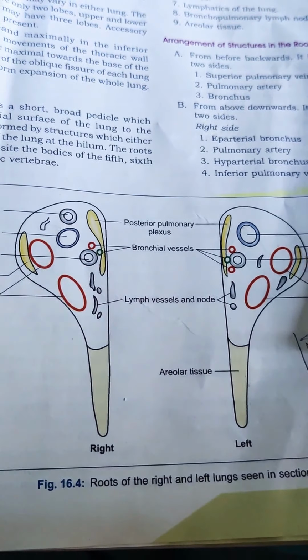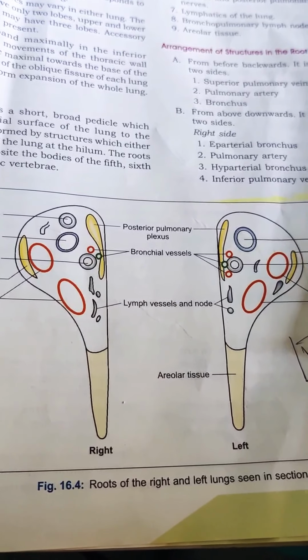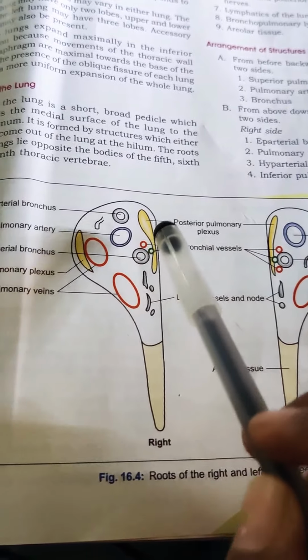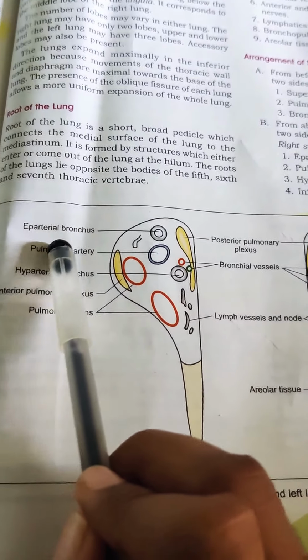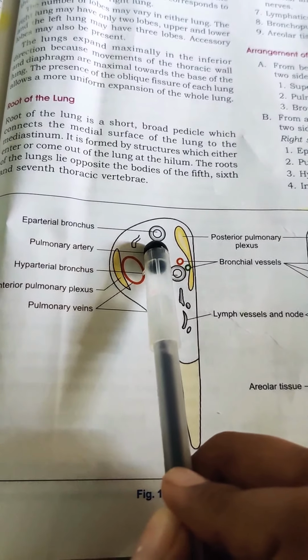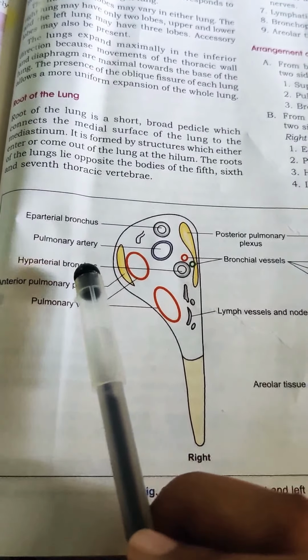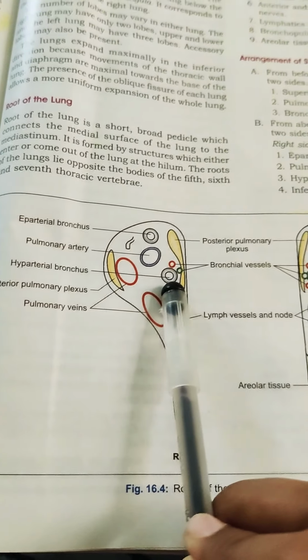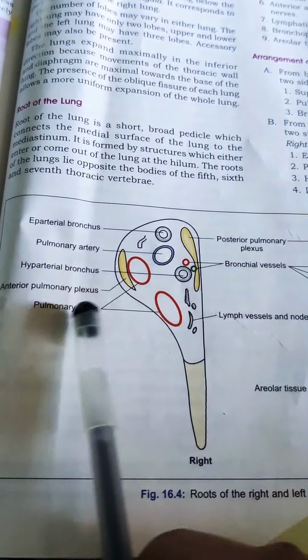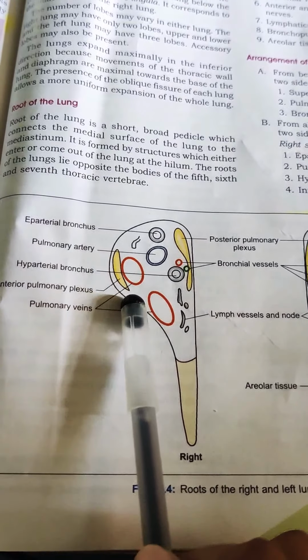The root: you can see the above downwards arrangement, especially on the right side. First you will have the epiarterial bronchus, and next we will have the pulmonary artery, and after the pulmonary artery you will have the hyparterial bronchus, and after the hyparterial bronchus there is the inferior pulmonary vein. So this is the inferior pulmonary vein.